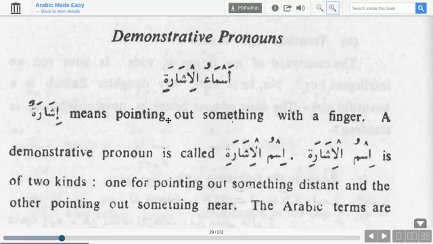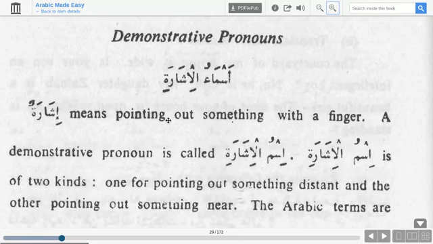That, we have that for the singular, that for the dual, feminine and masculine. And you have a that singular masculine, and a that singular feminine. That's the only difference in Arabic. And it has its own plural.